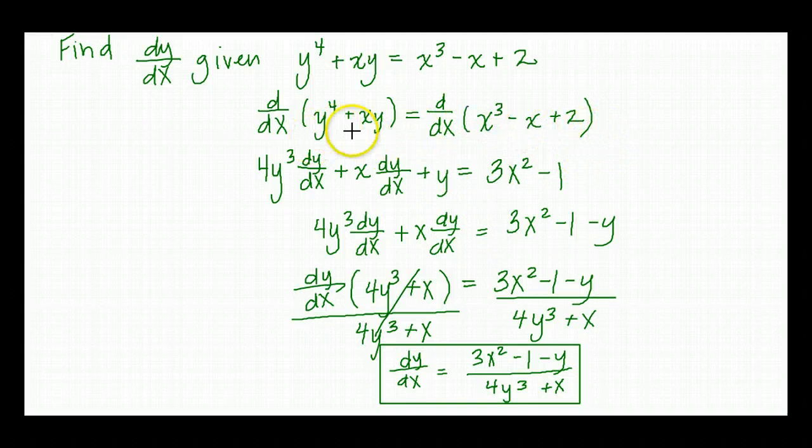The most common mistake on this type of problem is forgetting that this is really a product rule. And again, y is a function of x, so I have a function of x times a function of x. That screams product rule, so I can't forget that. And then anytime I take the derivative of something involving y, I need to make sure that I include a dy/dx because of that chain rule.